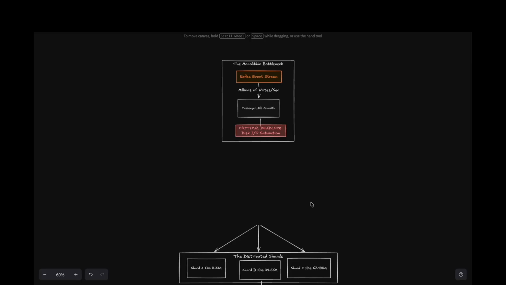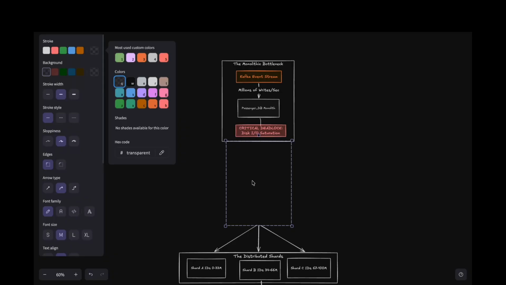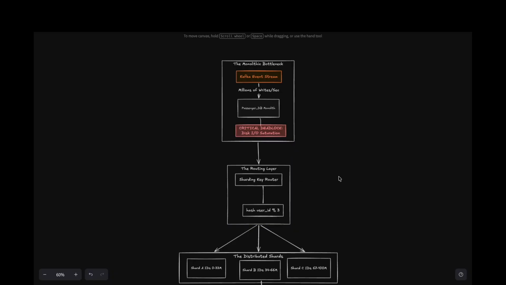But how does the system know which shard holds which piece of data? We introduce a routing layer that utilizes a consistent sharding key. In a ride-sharing app, this is typically the user ID. When a write request arrives, the router passes the key through a hashing function and applies a modulo operator based on the total number of shards. This deterministic math ensures that all rides, payments, and ratings for a specific user always land on the exact same physical server, completely eliminating the need for expensive cross-node network joins.